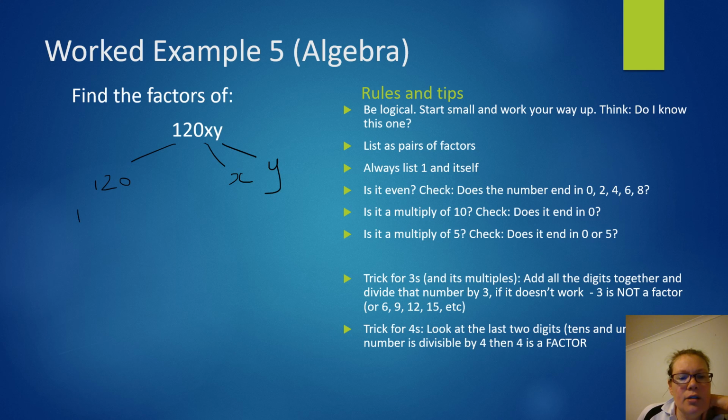So this one here, 1 and obviously 120, 2 and 60. 3 is definitely going to go in there. It goes in 40 times. So I just ignored the 0, added it at the end. So 3 goes into 12 4 times, put the 0 on the end. 4 is obviously going to go in, same deal. It's going to go in 30 times. 5 is going to go in because it finishes with a 0. So that goes in 104 times. No, sorry, 24 times.